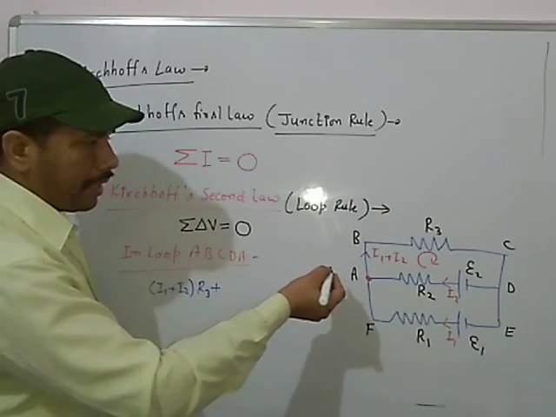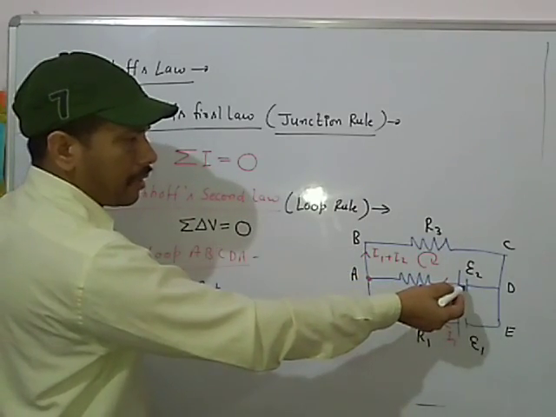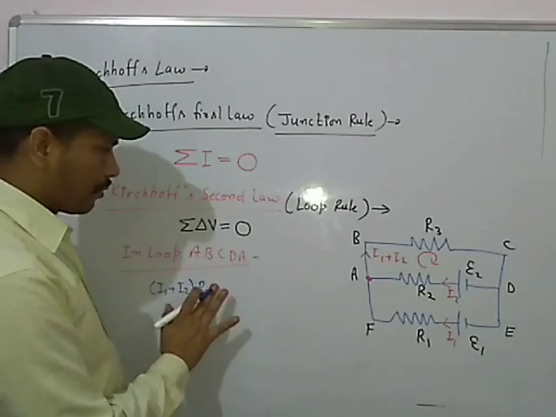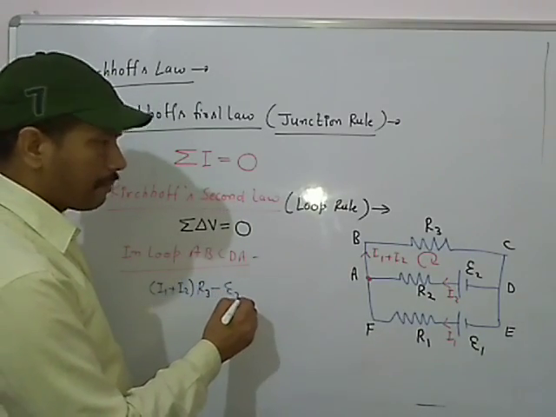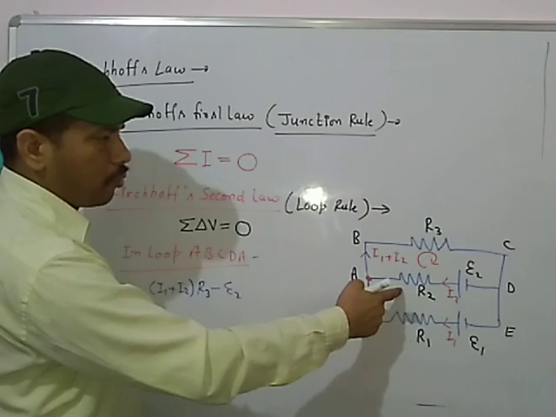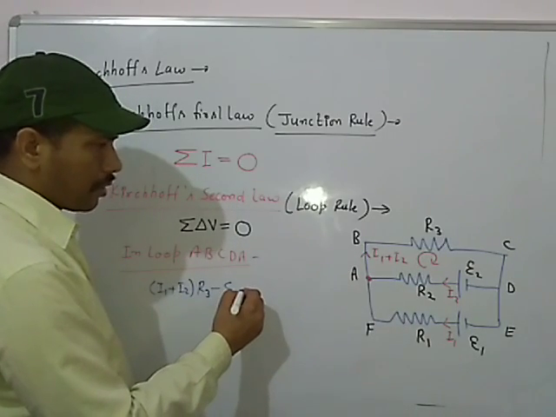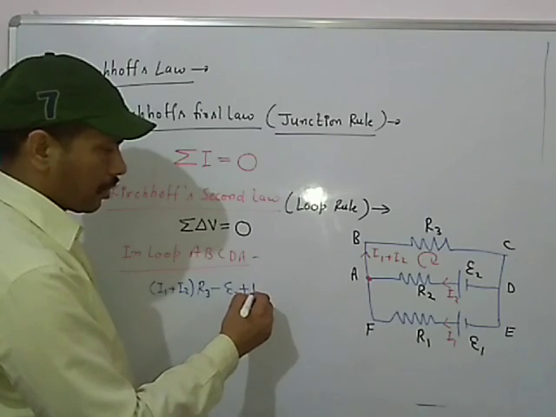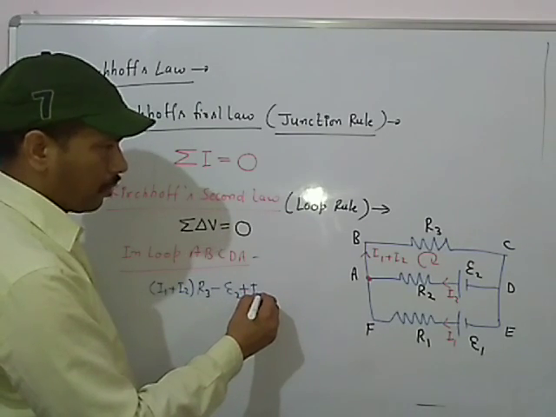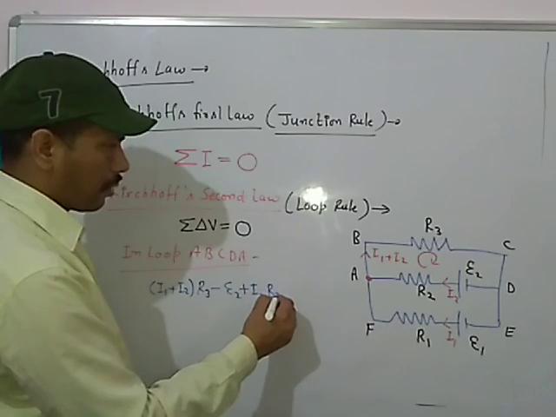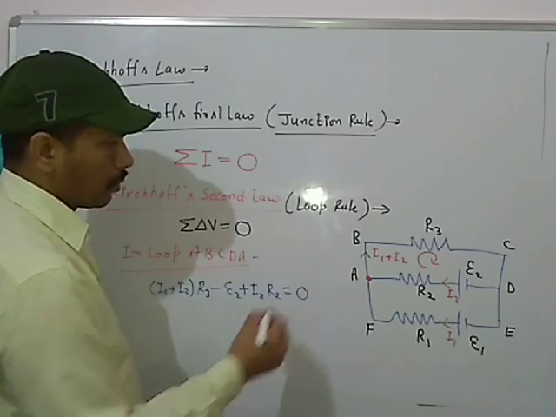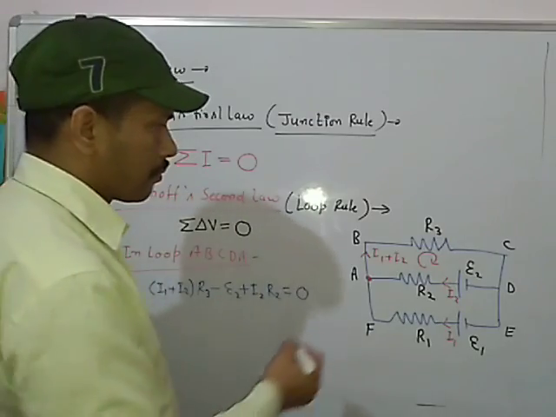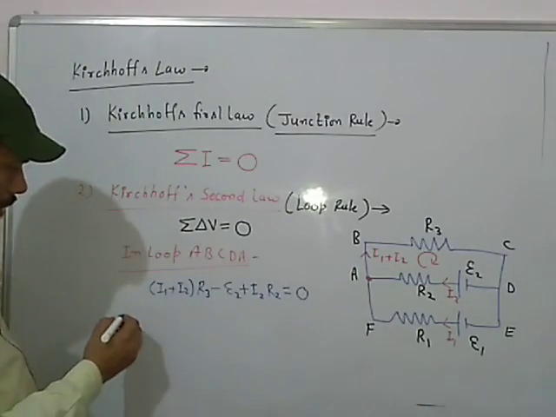Now D to A, we are moving from D to A, then reaching the negative terminal of the cell. That is why we can put negative EMF. Then while moving forward, we get the potential drop across R2, and we are moving in the direction of the indicated arrow. This is I2 R2 is equal to 0. So this is our first equation after the application of the Kirchhoff rule.